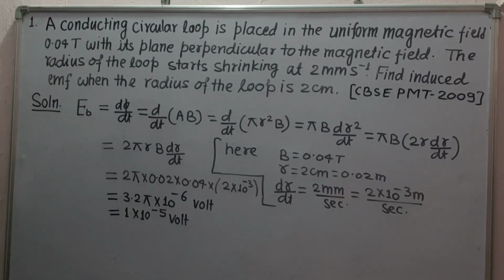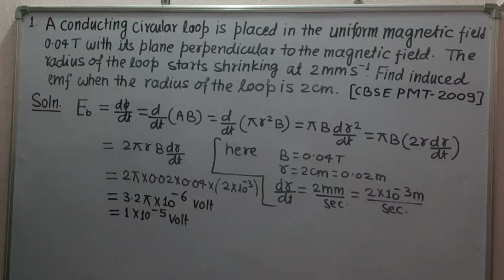a conducting circular loop is placed in the uniform magnetic field 0.04 Tesla with its plane perpendicular to the magnetic field. The radius of the loop starts shrinking at 2 mm per second. Find the induced EMF when the radius of the loop is 2 cm.